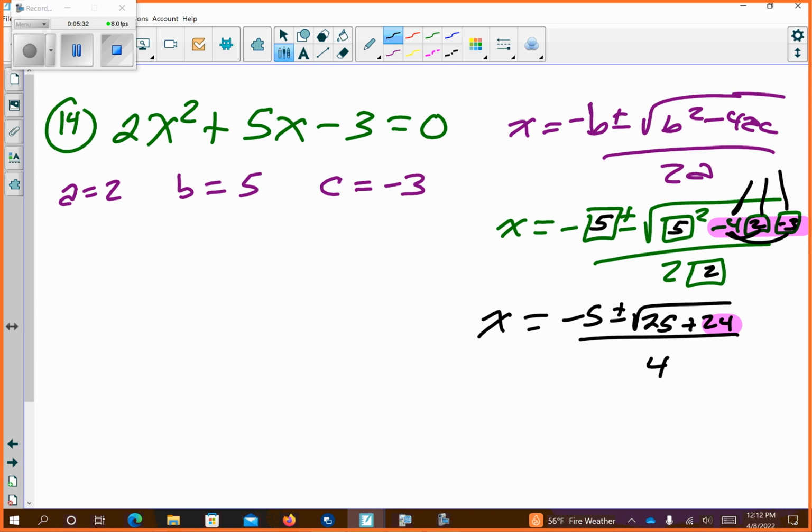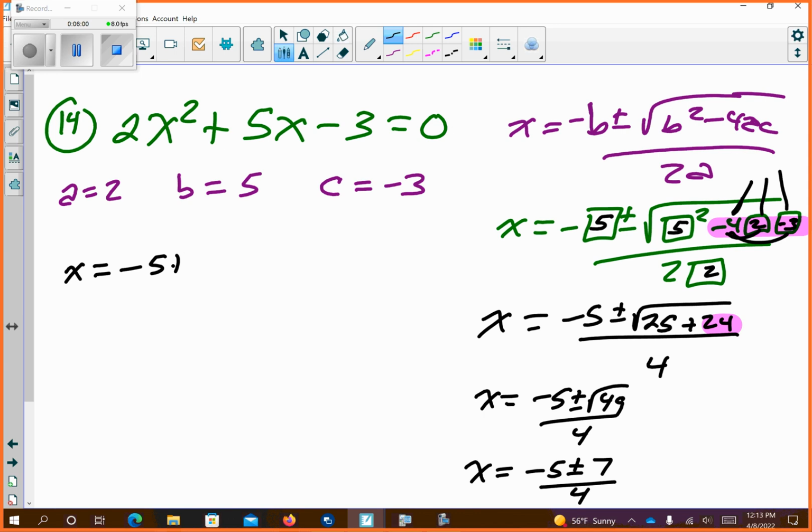Okay? All right, so x equals negative 5 plus or minus the square root of 49, all over 4. Friends, what's root 49? 7. Good. So notice, the square root of 49 is 7. So I put 7. There's no longer a square root sign. Where'd it go? I did the operation. It was a perfect square. So I'm going to get x equals negative 5 plus 7 over 4, and x equals negative 5 minus 7 over 4.